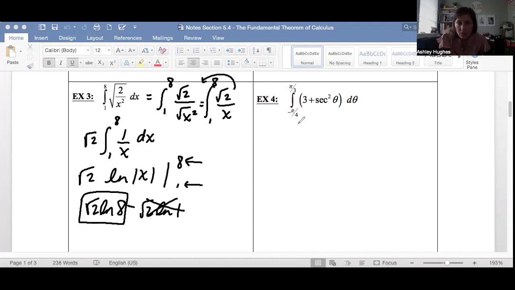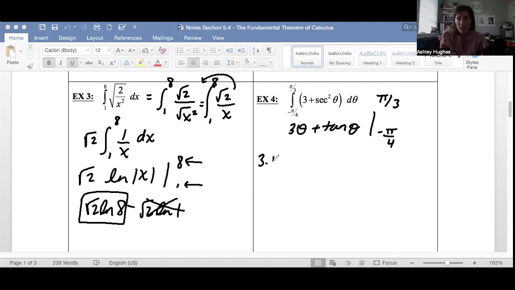The antiderivative of 3 is 3x. The antiderivative of secant squared is tangent. Oops, 3 theta. Theta is the variable here, so remember that 3 theta plus tangent theta. And I took the antiderivative, so I'm going to put the bar here. Pi over 4 is my a, pi over 3 is my b.